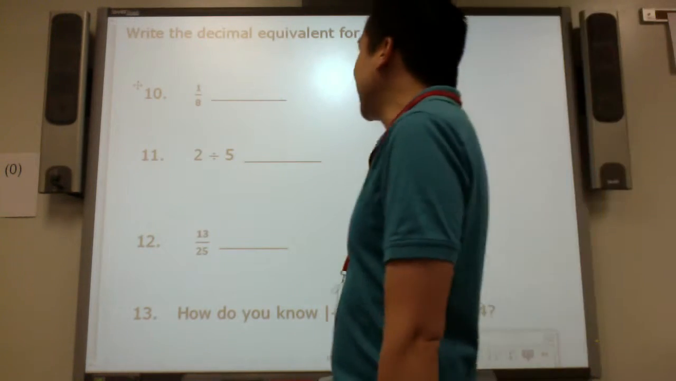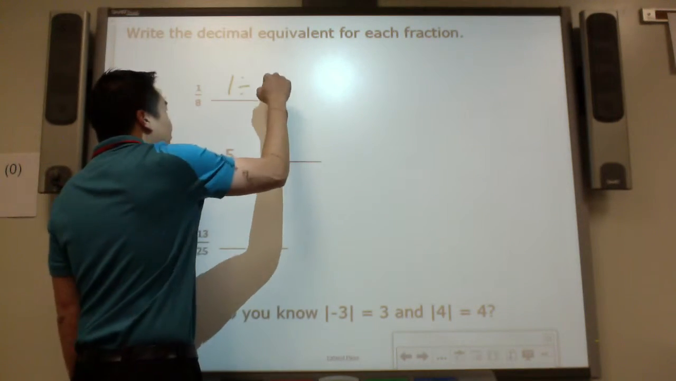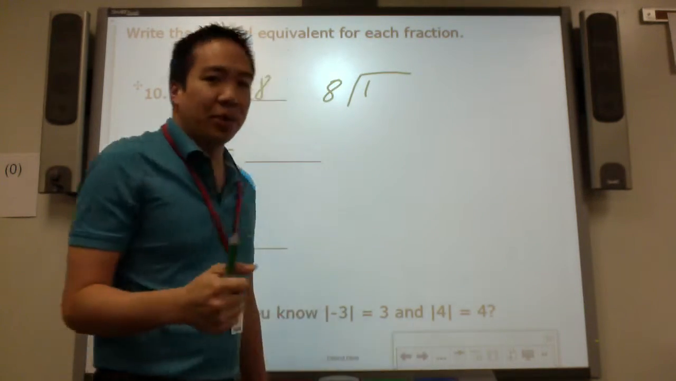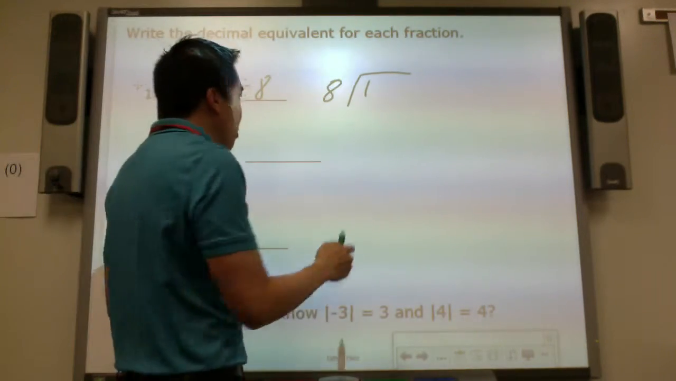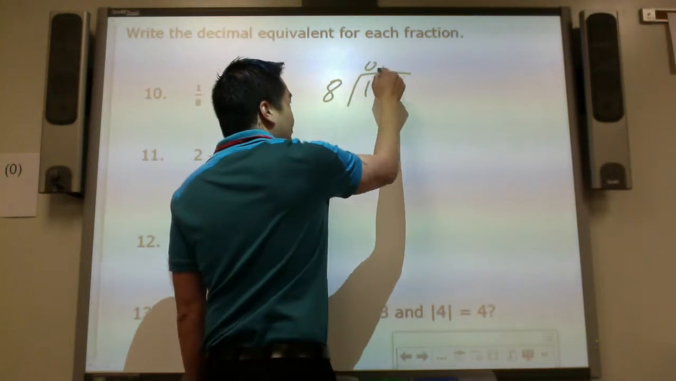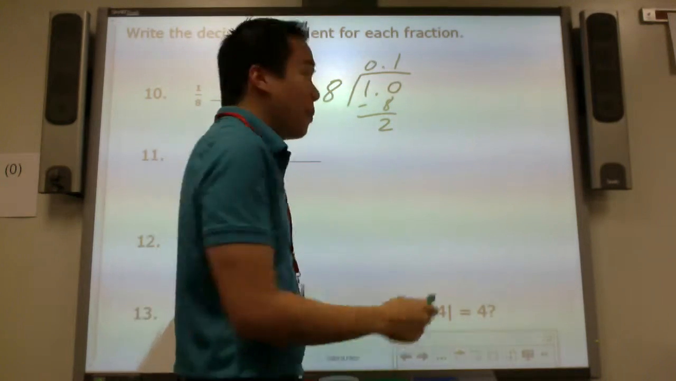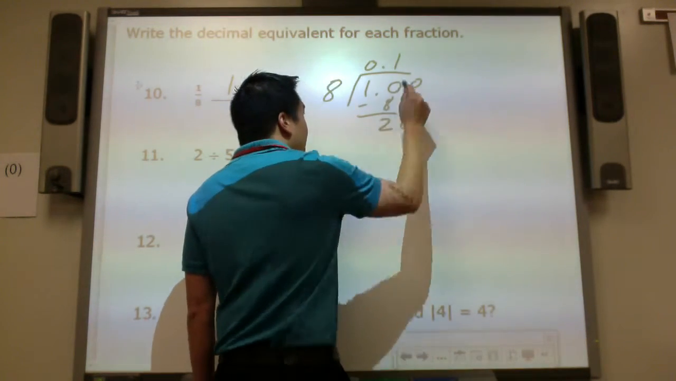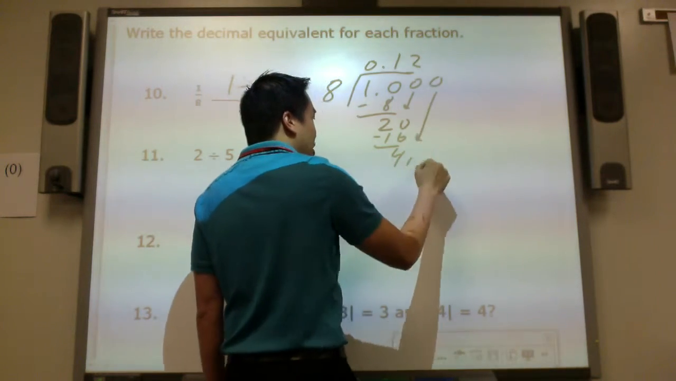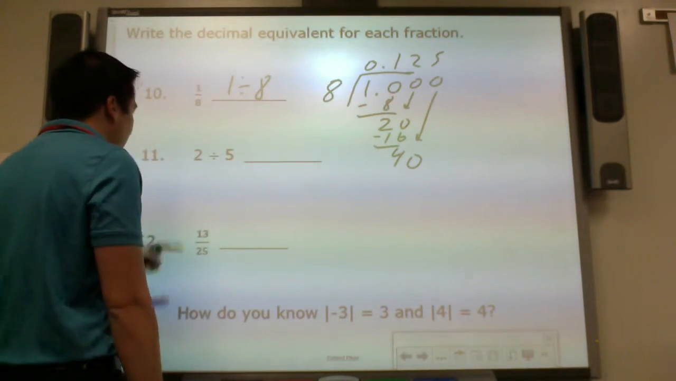Number 10, write the decimal equivalent for each fraction. 1/8. I see 1 divided by 8. So 1 break up into 8 parts. Again, if you have a memory issue about this, use Tybo. Top goes in, bottom goes out. So can 8 go in 1? 0 times. Can a group of 8 go in 10? 1 time. That's 8, 2 left over. I need to get rid of this remainder. Add another placeholder 0. Can 8 go in 20? 2 times. Remainder is 4. I need to get rid of that remainder. Add another 0. Can a group of 8 go in 40? 5 times. 0.125. Next one.